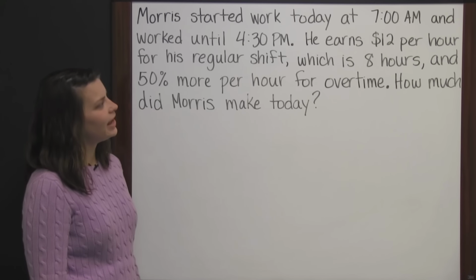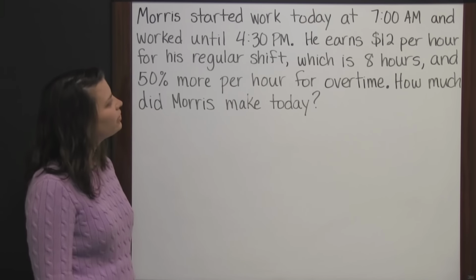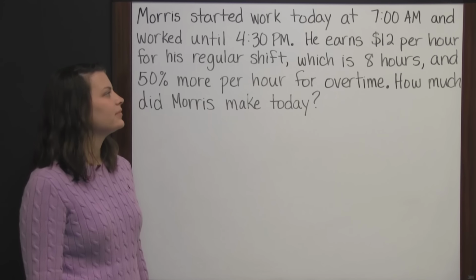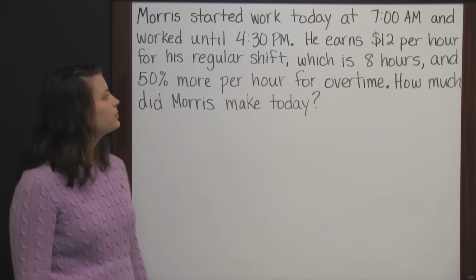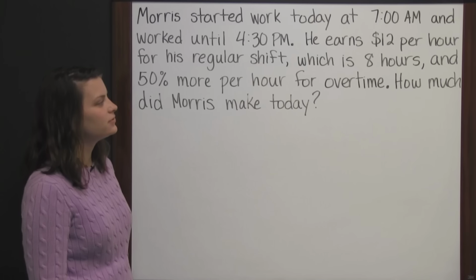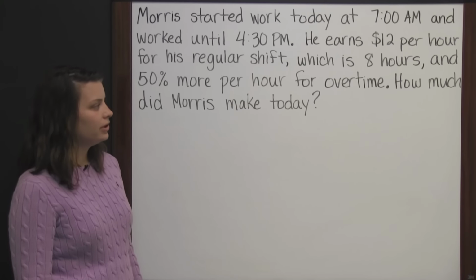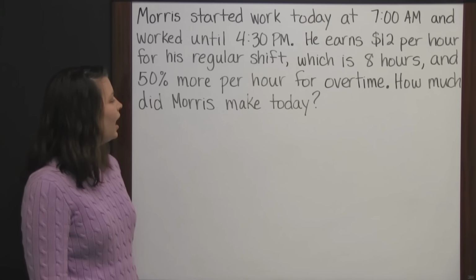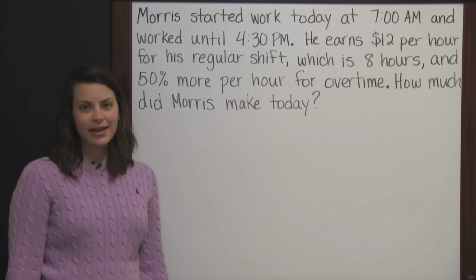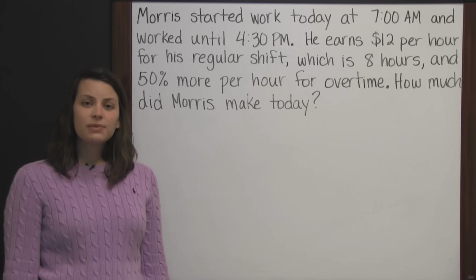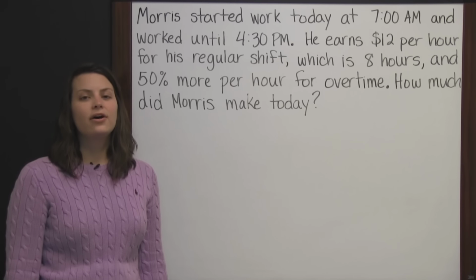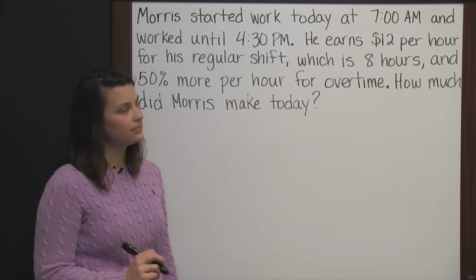Morris started work today at 7 a.m. and worked until 4:30 p.m. He earns $12 per hour for his regular shift, which is 8 hours, and 50% more per hour for overtime. How much did Morris make today? The first thing we want to do is find out how long Morris worked.